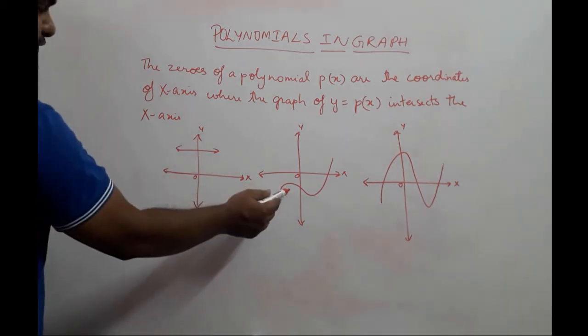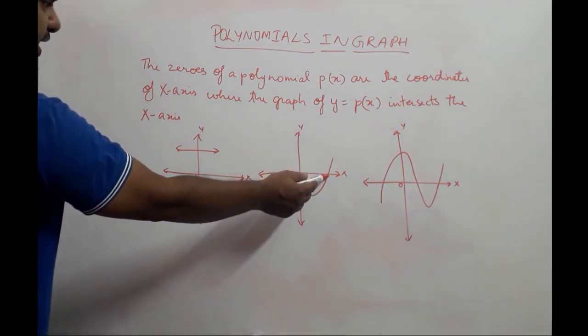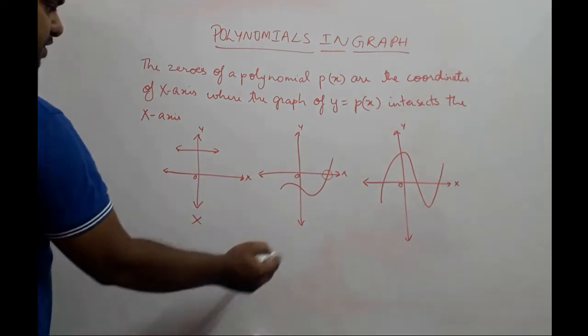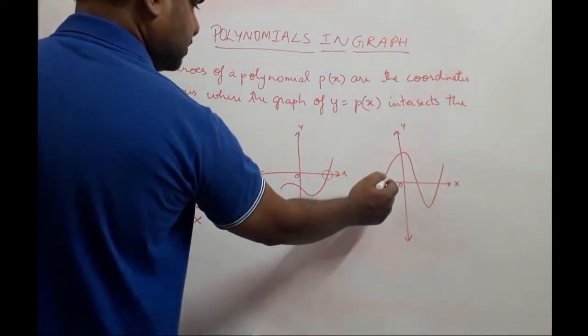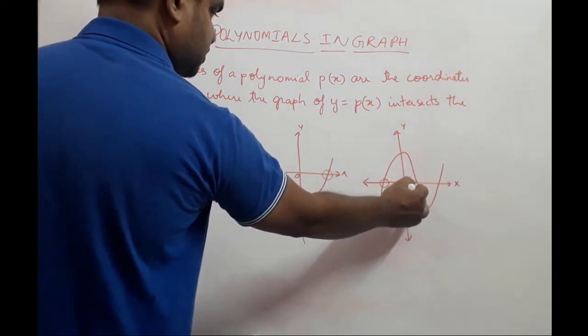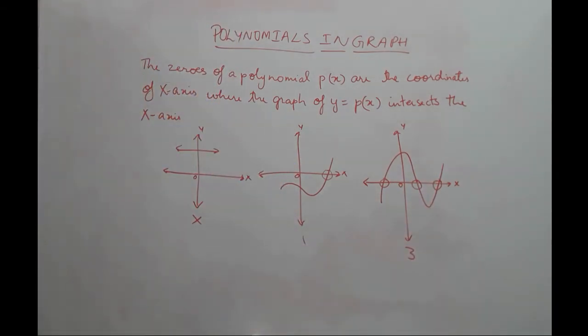Whereas in this case, if you notice, it is crossing the y-axis, but then it is going to cross the x-axis at one point. So this will have 1 zero. And if you look at the third example, it shows that it crosses the x-axis at 1, 2 and 3 points. So this will have 3 zeros. All of these are showing zeros of a polynomial p of x. Let us take 3 more examples to understand the same concept.